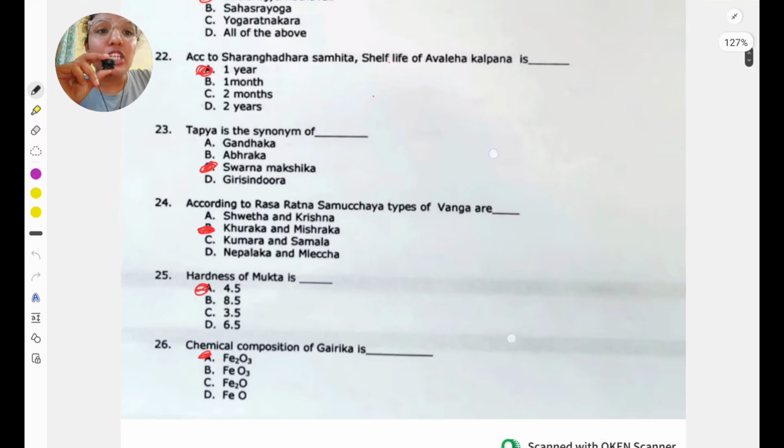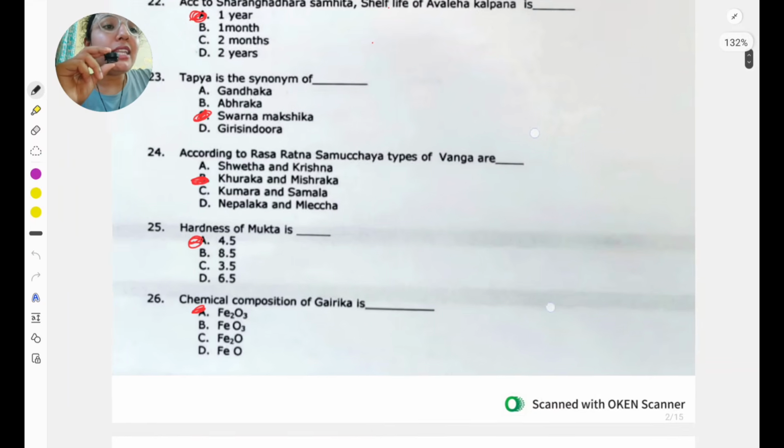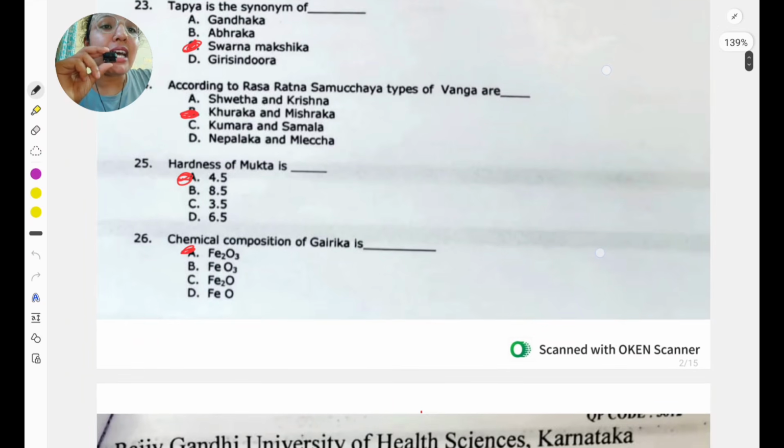Tapya is a synonym of Swarna Makshika. This kind of synonym can be asked for Makshika, Haritala, Gandhaka, so you should know them. In Rasaratna Samuccaya, the types of Vanga are Khurka and Mishraka, so questions come from types also. About the PDF I already shared in the group, all the Rasa Dravya are in tabular form, so all these points will be covered.